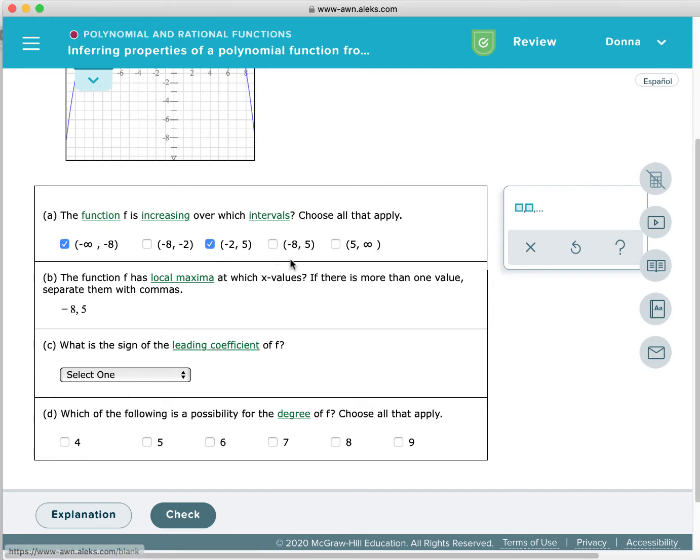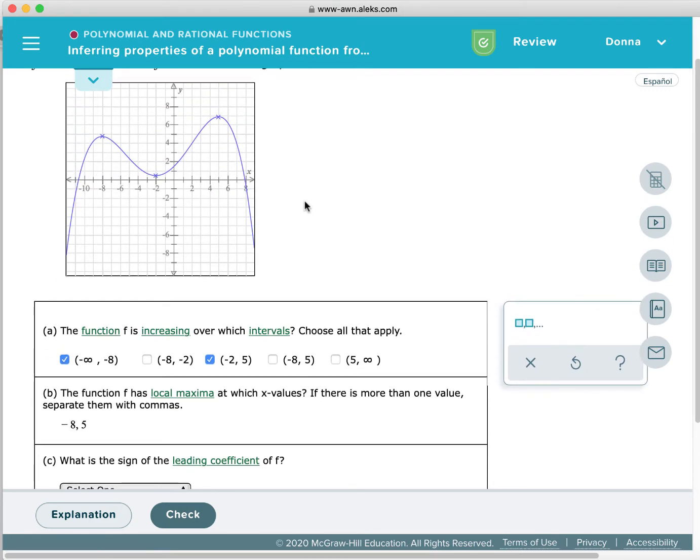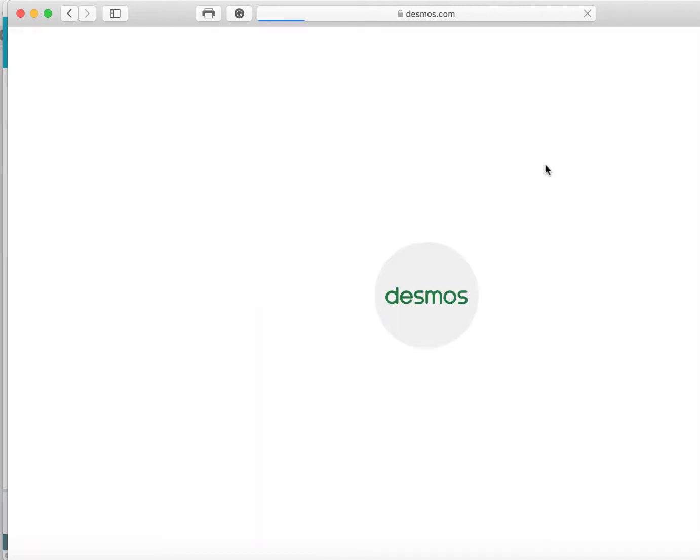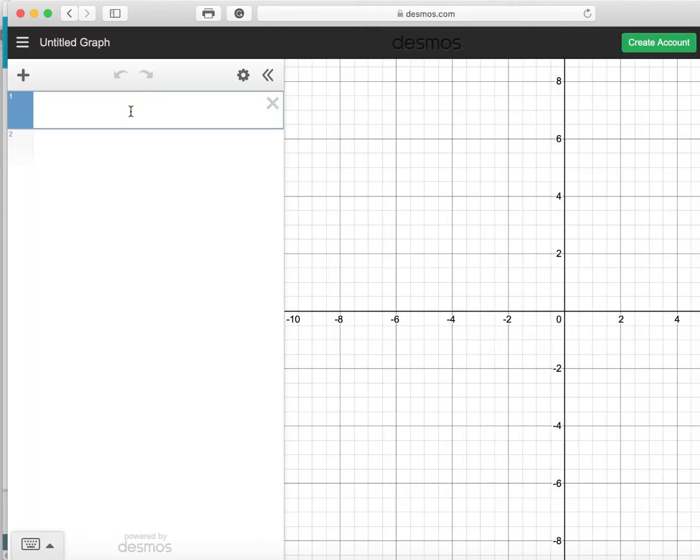So what I'm going to do for this one is open up Desmos so we can take a look at two very familiar curves, y equal to x squared and y equal to x cubed. So I've opened up Desmos.com. This is also an app that you could download on your phone if you wanted to.